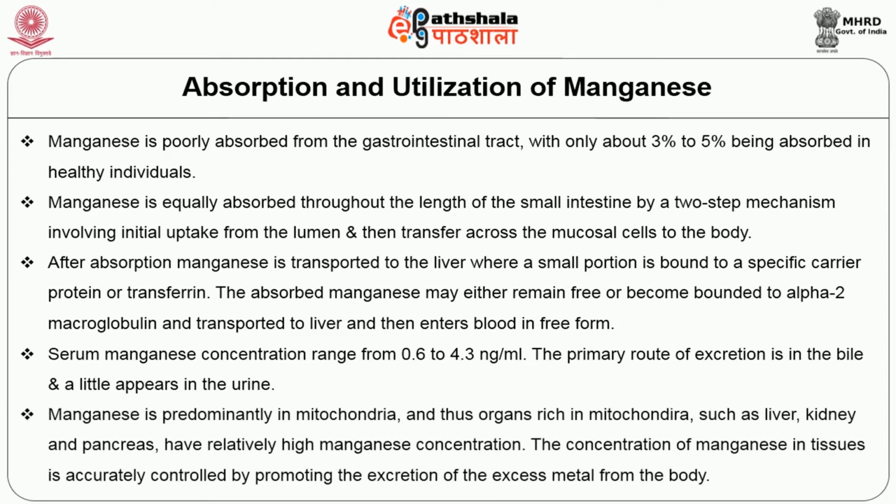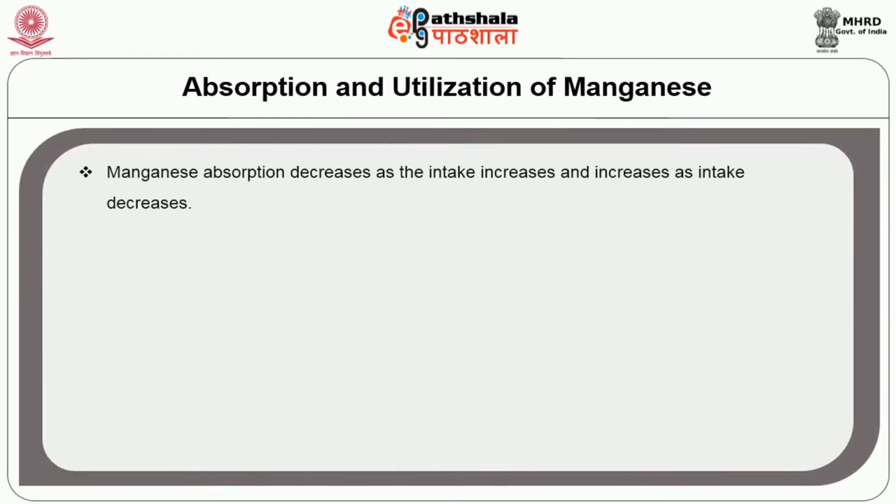Manganese is predominantly in mitochondria, and thus organs rich in mitochondria such as liver, kidney and pancreas have relatively high manganese concentration. The concentration of manganese in tissue is accurately controlled by promoting the excretion of the excess metal from the body. Manganese absorption decreases as the intake increases and increases as intake decreases.